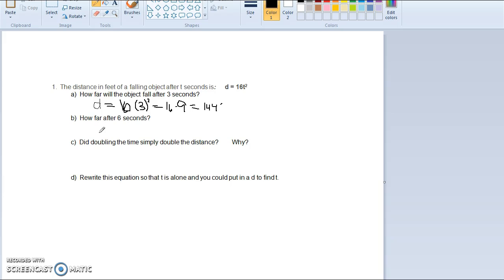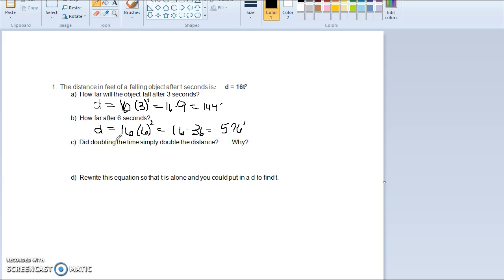Now the next question is very similar, except we want to do 6 seconds. So the distance after 6 seconds would be 16 times 6 squared, or 16 times 36, which equals 576. And so after 6 seconds, it's fallen 576 feet.